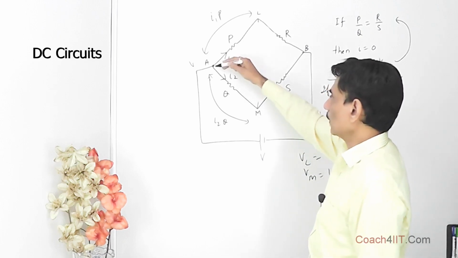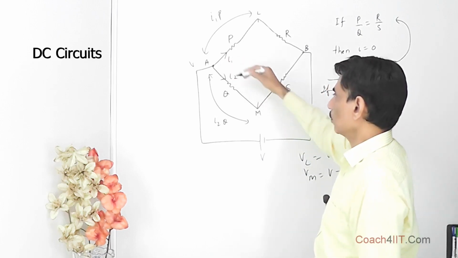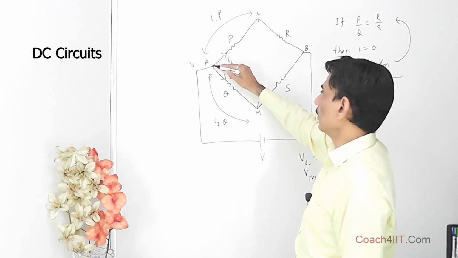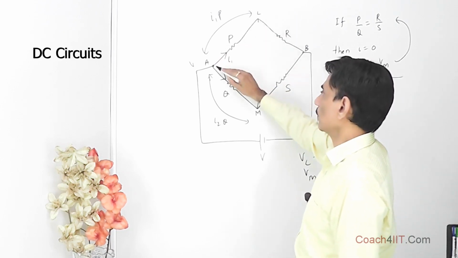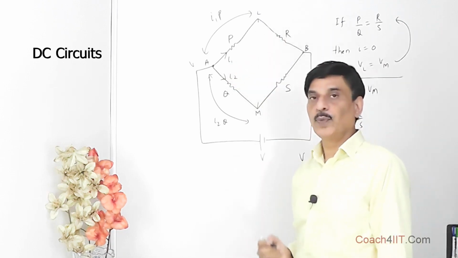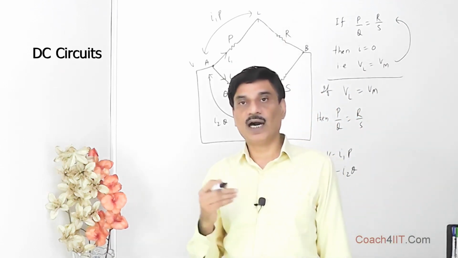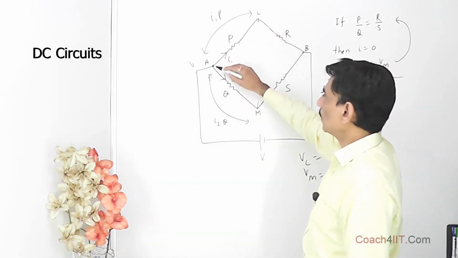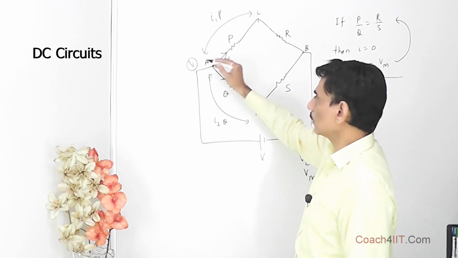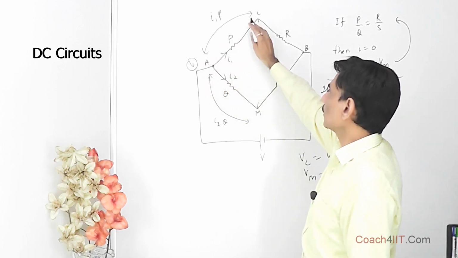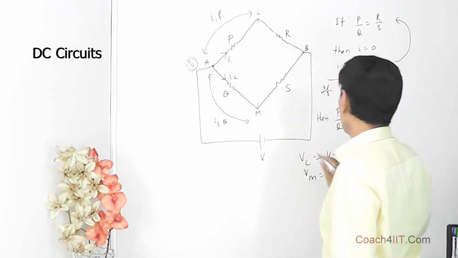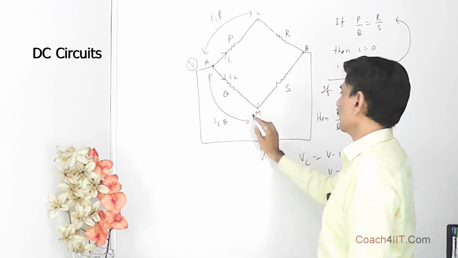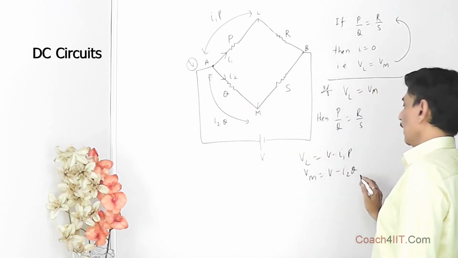The drop is this much, conventional current is flowing in this direction, so that's why the potential of this is greater than the potential of this. Similarly, the electric potential of this is greater than the electric potential of this, because the conventional current is flowing in this direction. We know the conventional current flows from a higher electric potential to a lower electric potential. So the potential difference is I1P. This is the potential of A, we have assumed V. The drop is this much, so the remaining potential VL is V minus I1P, and VM is V minus the drop, that is I2Q.